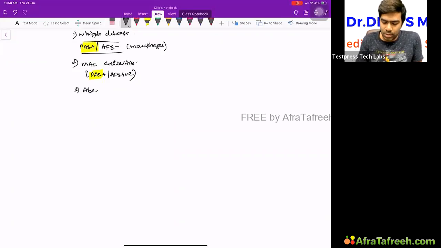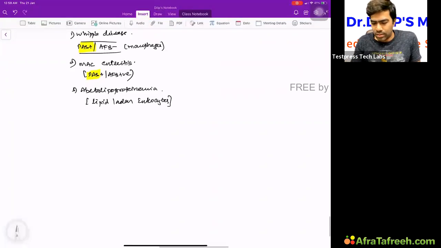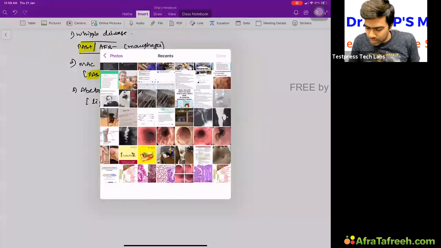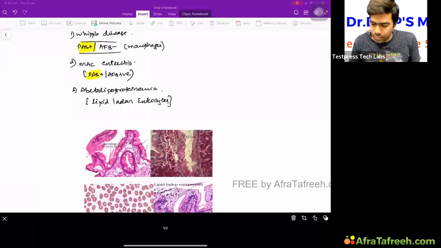And third is abetalipoproteinemia. In abetalipoproteinemia, as I told you, they cannot form chylomicrons. So whatever fat they are absorbing, they cannot package into chylomicrons and put into the lymph. These fat globules will be accumulating within the intestinal cells, that is, the enterocytes. These are called lipid-laden enterocytes, which are very classic of abetalipoproteinemia. Let me show you the images. You can see the images here.